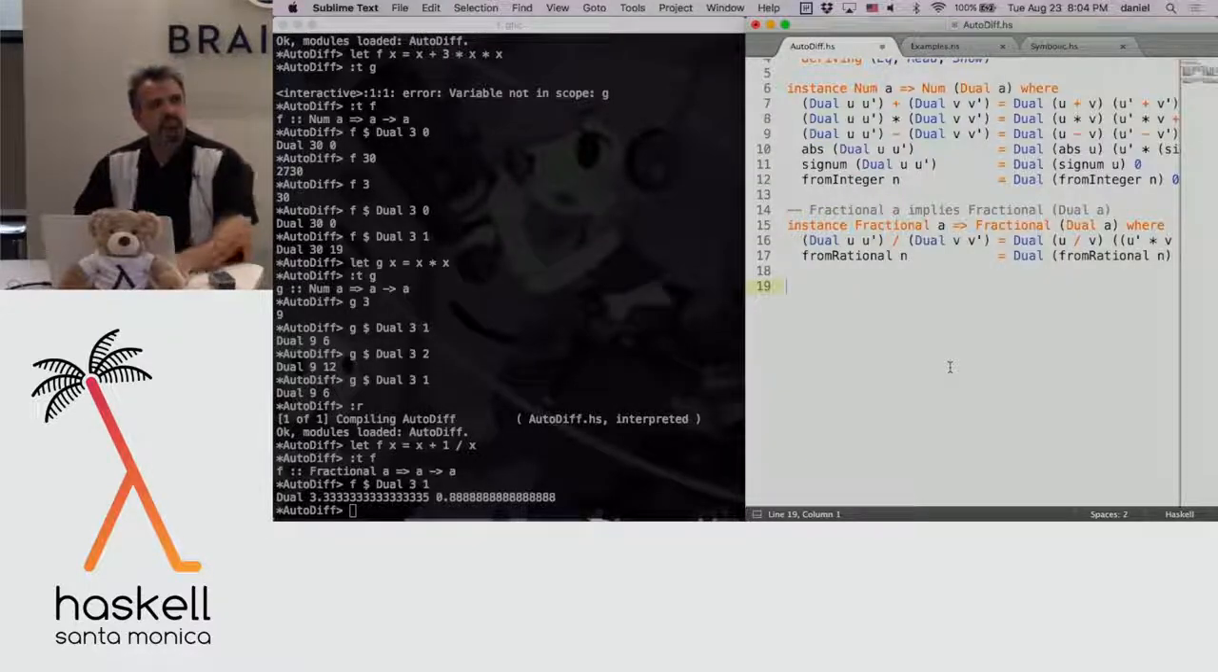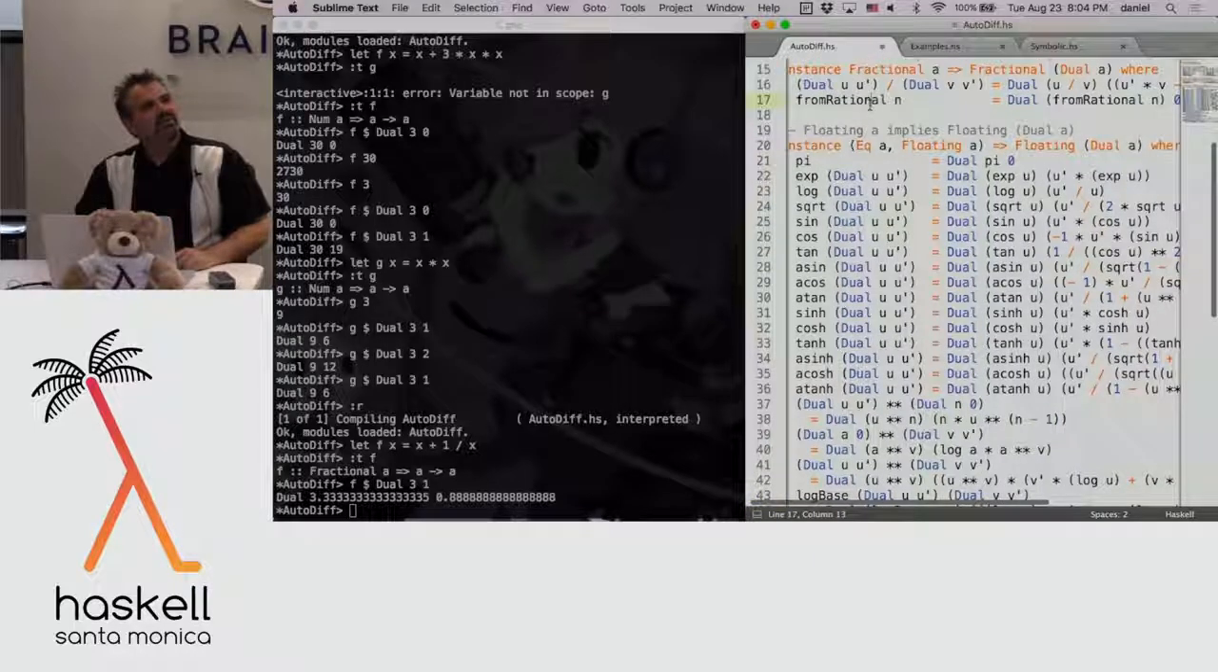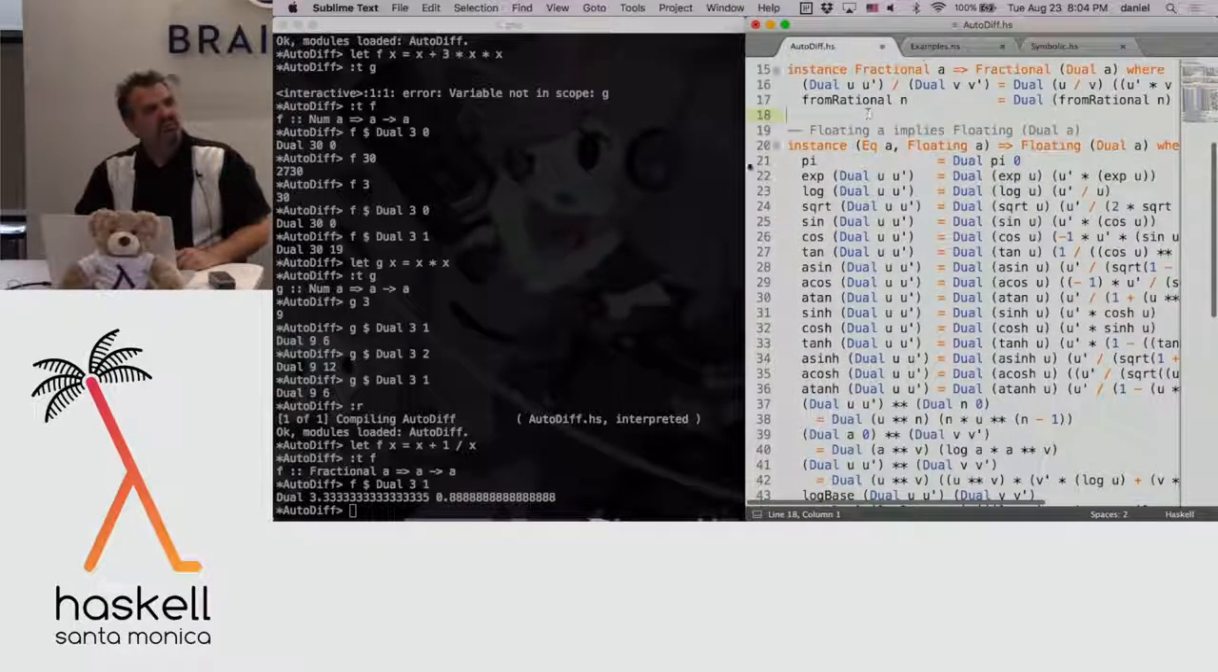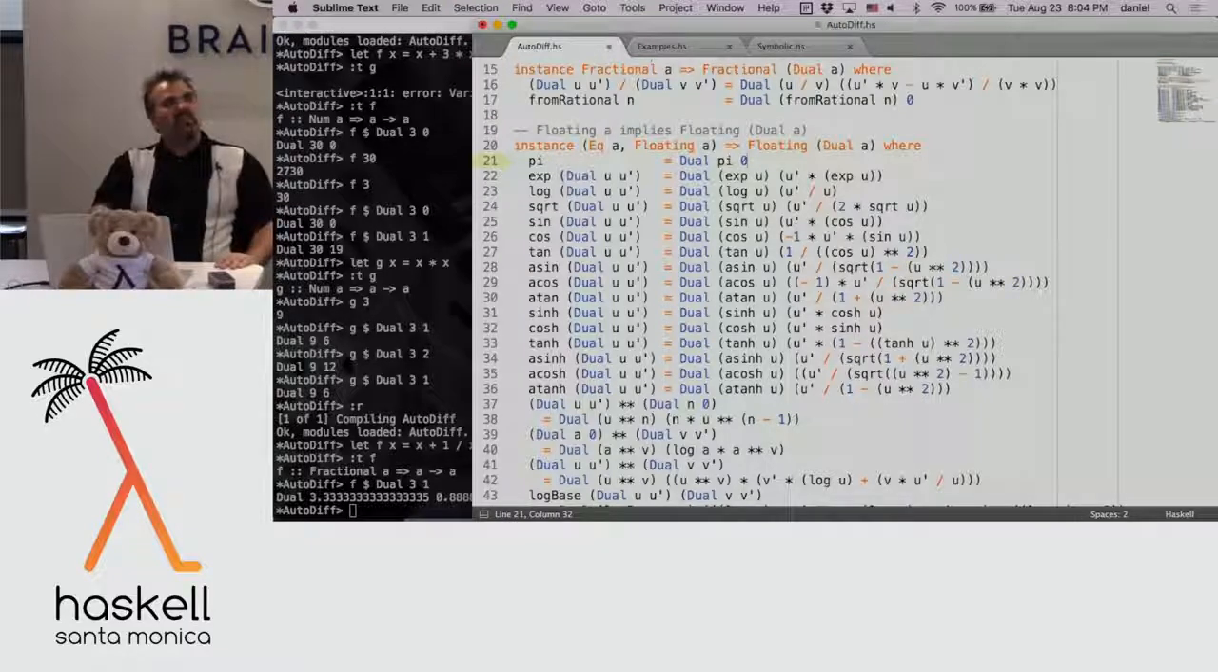Enterprising scientific computing people need to work with floatings usually. So here is, if you've ever defined a floating instance, there's a lot you have to define. What we have here is we have to say who pi is if we want a floating instance. Pi in the dual land is dual pi 0. And why is the second one 0 here? Because pi is a constant, and derivative of constant is 0.